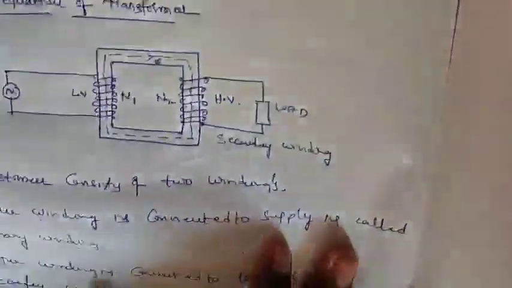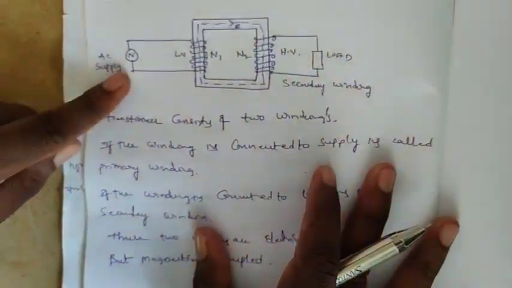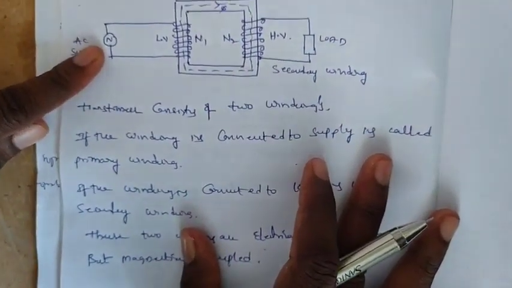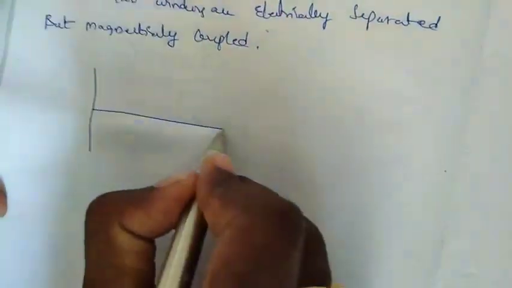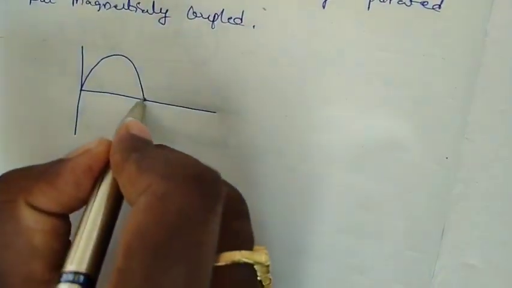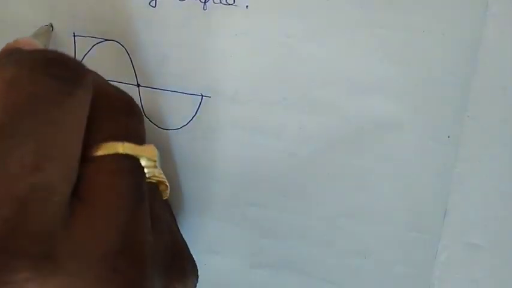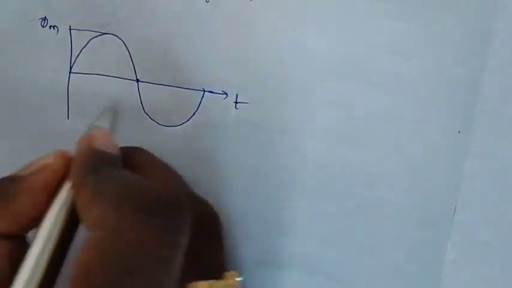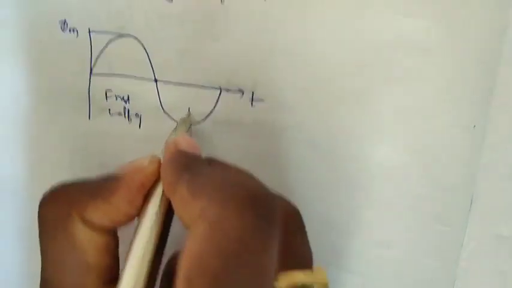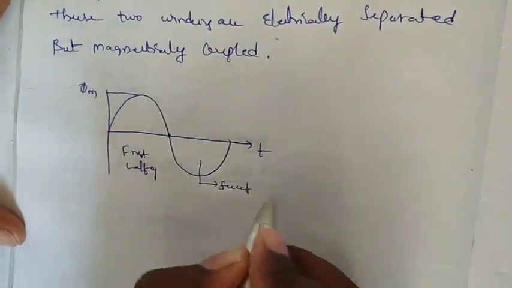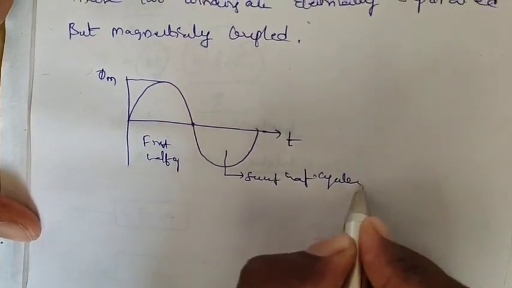So I am giving AC supply to the primary winding. It does not work for DC because DC has constant flux. AC is alternating type. This is the maximum flux, this is the time. This is the first half cycle, and this is the second half cycle.